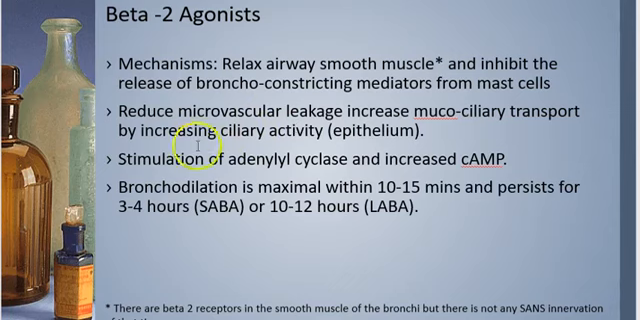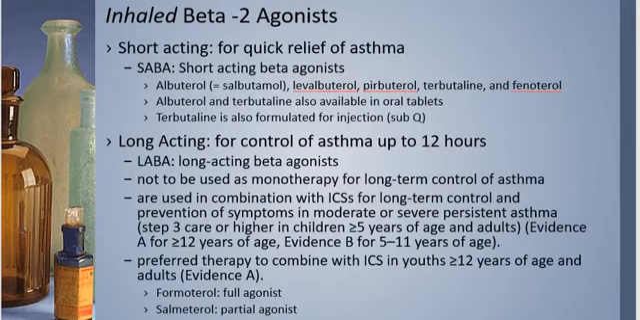Okay, and this is going to occur by way of stimulation of adenylyl cyclase, and this is going to increase the amounts of cyclic AMP within the smooth muscle. And here you'll see bronchodilation within about 10 to 15 minutes of the inhalation of any of these drugs. And the clinical outcome is going to persist for 3 to 4 hours for the short-acting beta agonist, the SABA, or for 10 to 12 hours for the much longer-acting beta agonists. Okay, and so the short-acting ones are for quick relief of asthmatic symptoms.